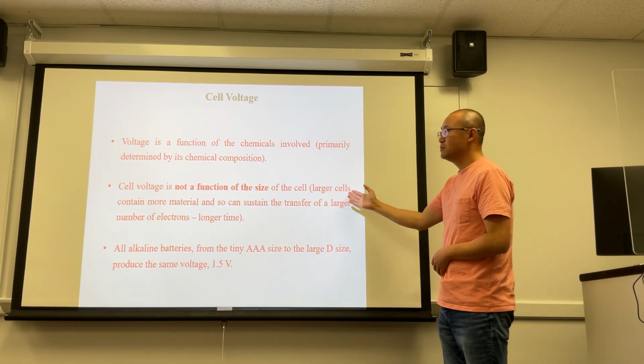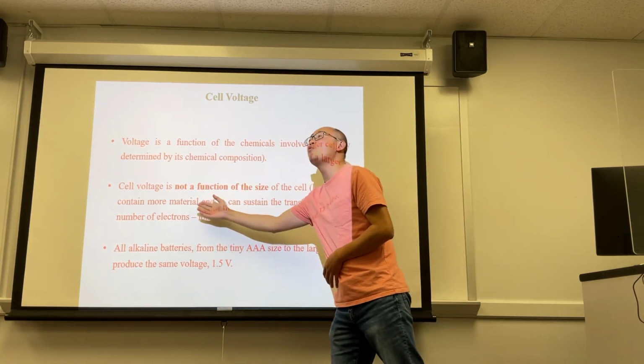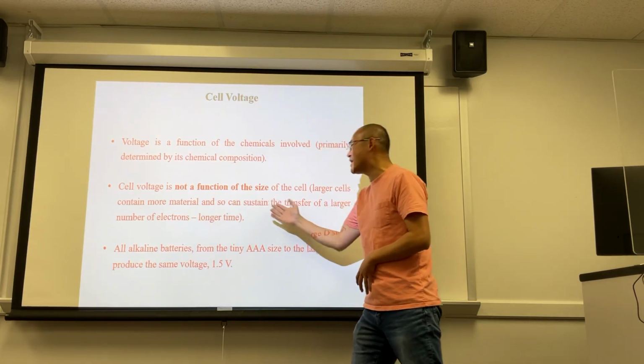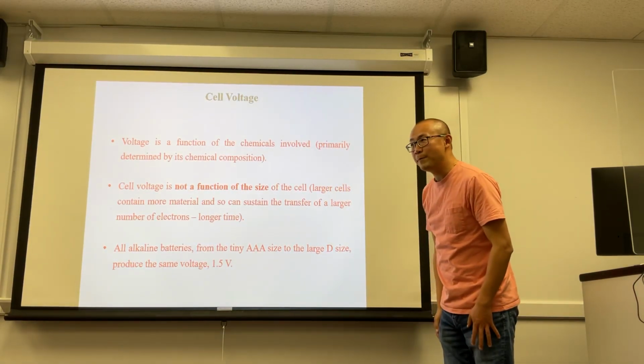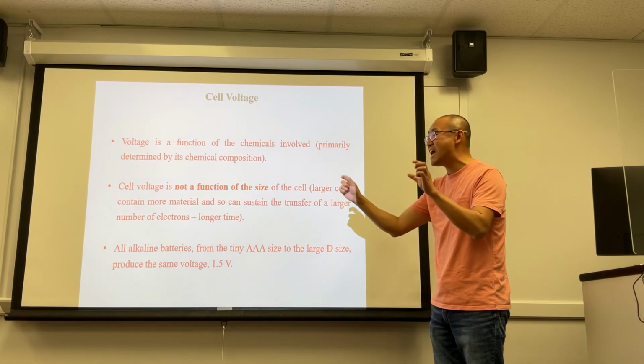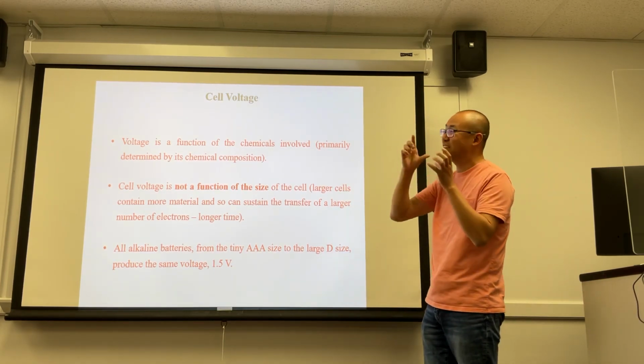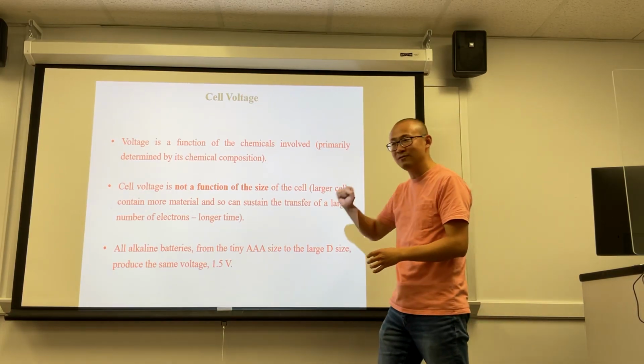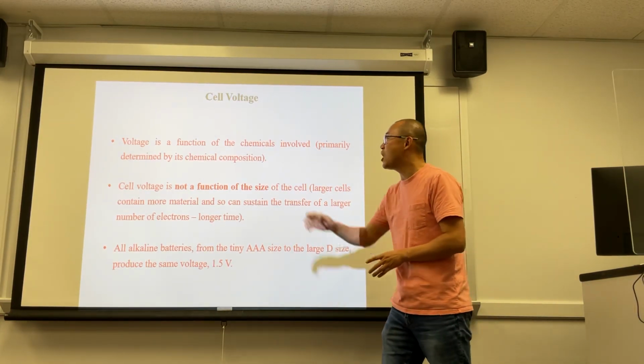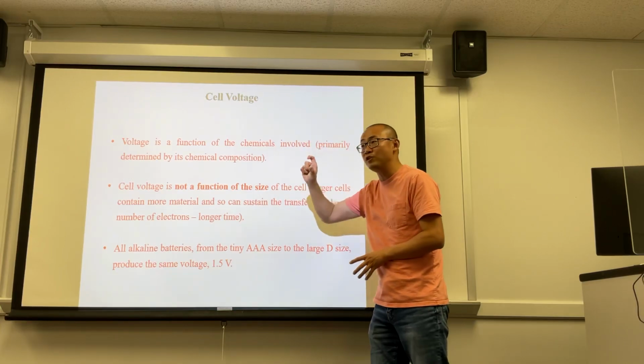Larger cells contain more materials, so they can last longer. But if you have the same chemical composition, then larger cell will have the same voltage of a small cell. Does it make sense? Because the composition determines what? Determines voltage, not the amount.